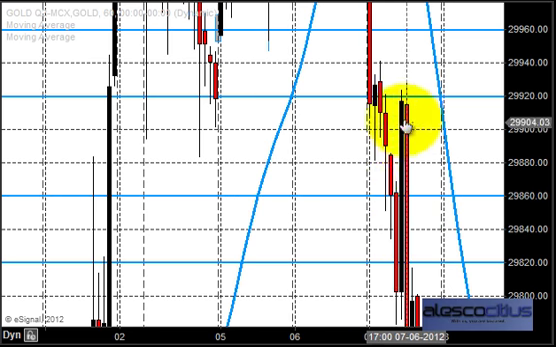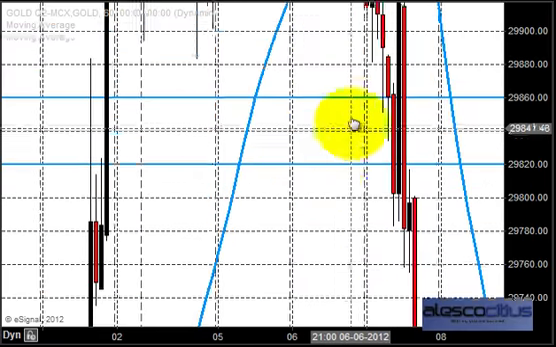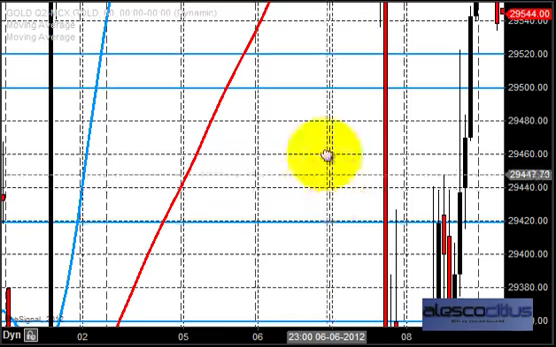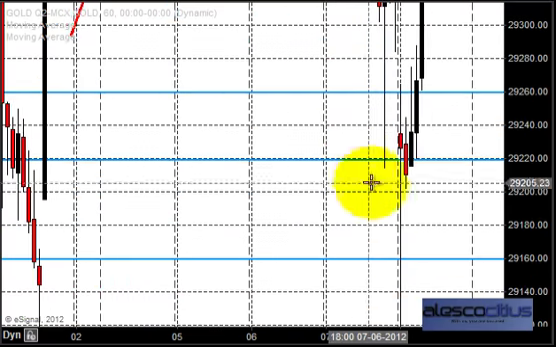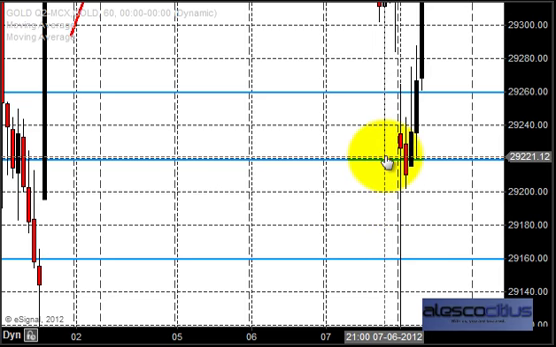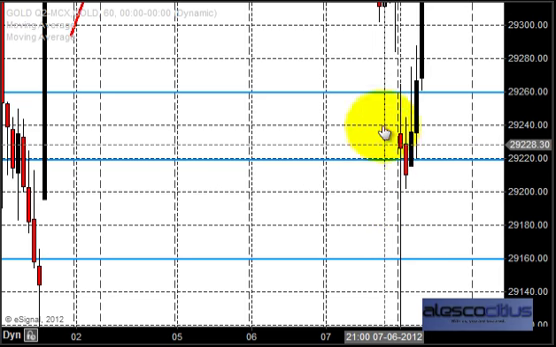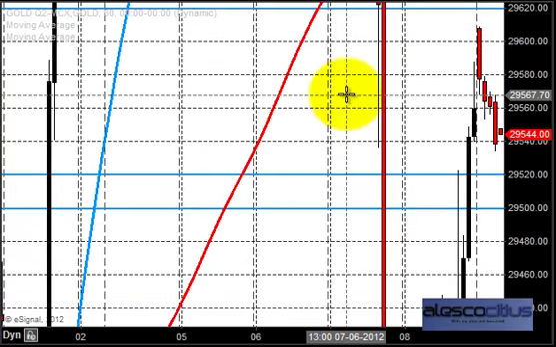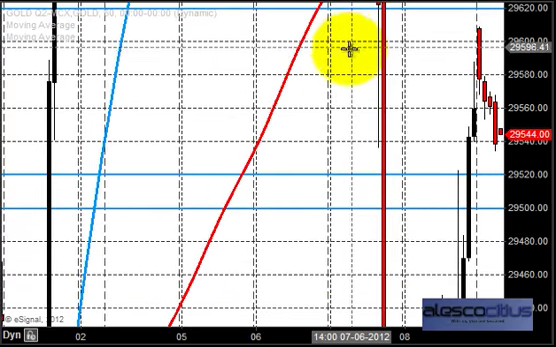about 29,860, it caused a complete and drastic reversal, and that pushed the market, you can see, down till 29,220. So it is a terrible drop. That is a major reason, particularly in the gold market.